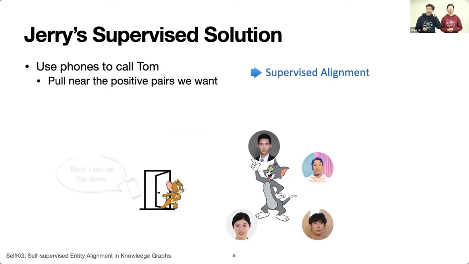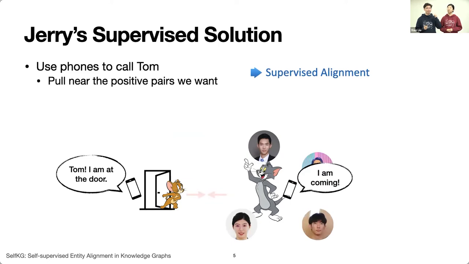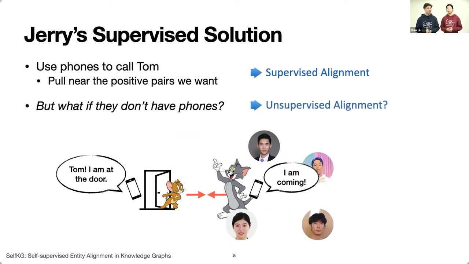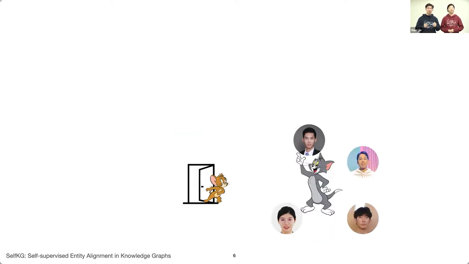Jerry can say, hey Tom, I'm at the door. And Tom can come to me. And so, I have a question. What if they don't have phones? I mean, folks just like to use computers. So this problem can be an unsupervised alignment problem. You're right. If they are without phones, Jerry and Tom can't get closer.